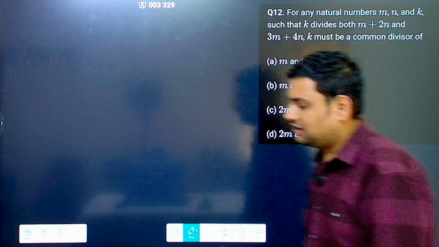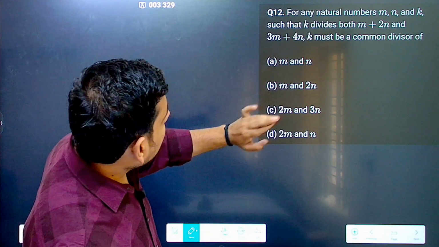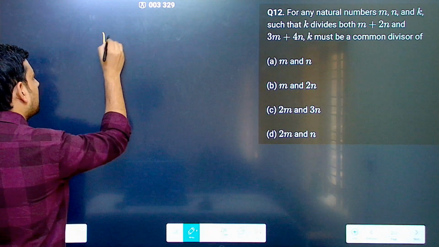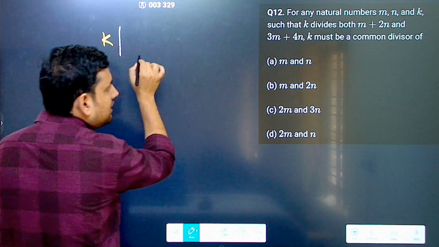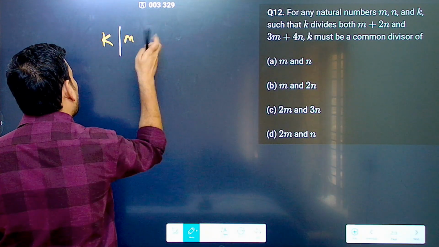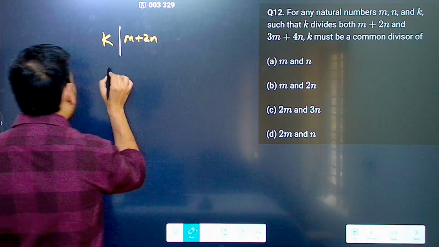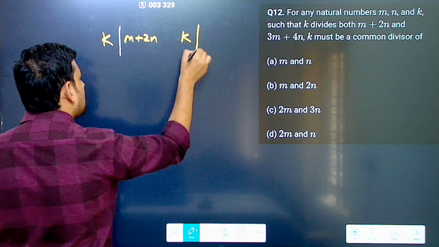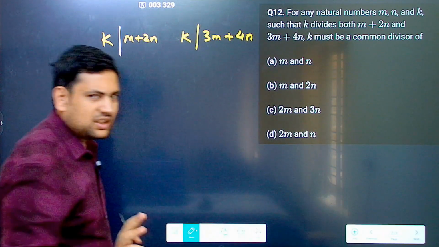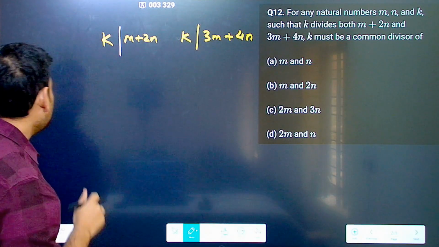Then next, even easier, pause and try. See, it says for any natural numbers M, N and K such that K divides both. So K, this is the sign of divides. K divides M plus 2N and K also divides 3M plus 4N. Now what does this mean? Okay, now M, N and K all are natural numbers.